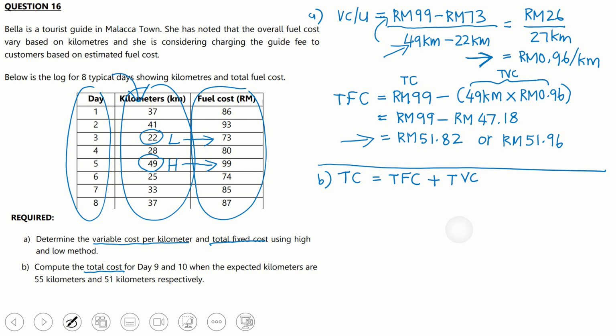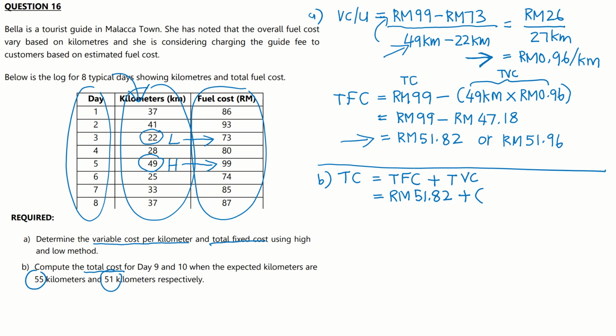So we can insert that amount into our equation. Let's say I take the 51.82, because that was what I got earlier based on my calculation. To determine the total variable cost, we need to know the activity level in question. Here there are two expected kilometers: the first is 55 and the second is 51. So you need to do two calculations for the total cost.